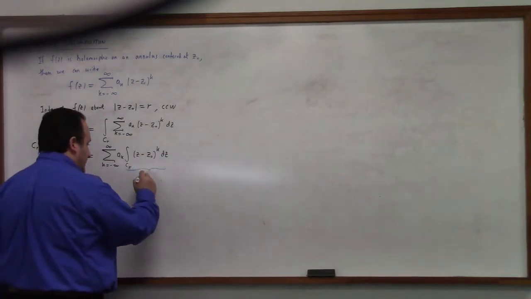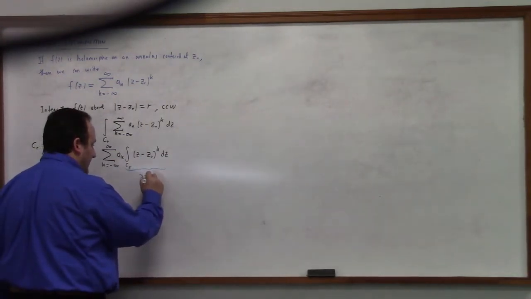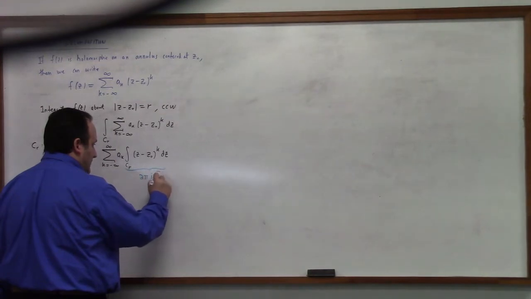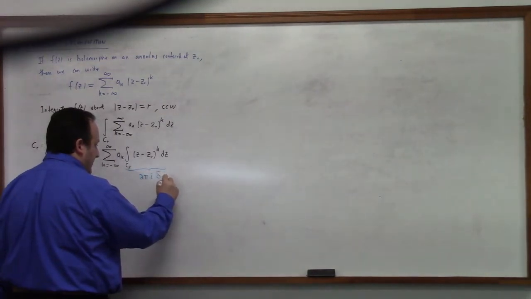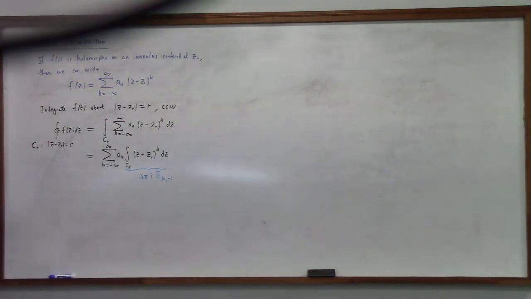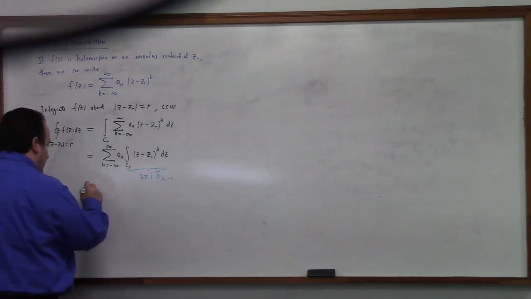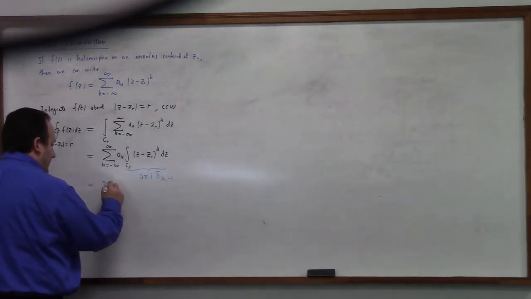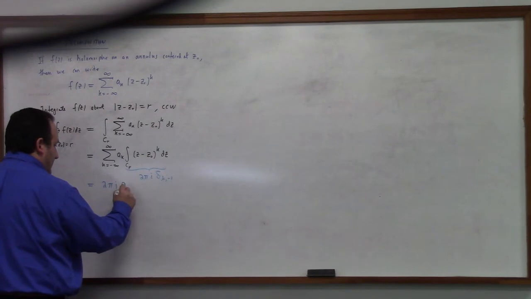So this works out to 2 pi i Kronecker delta of k comma minus 1. In other words, it's 0 for every single possible case except for k equals minus 1. So this infinite sum of terms collapses to just 2 pi i times a minus 1.